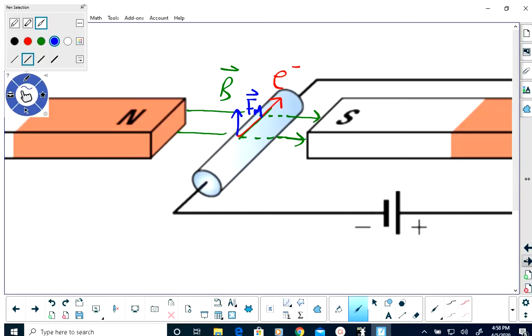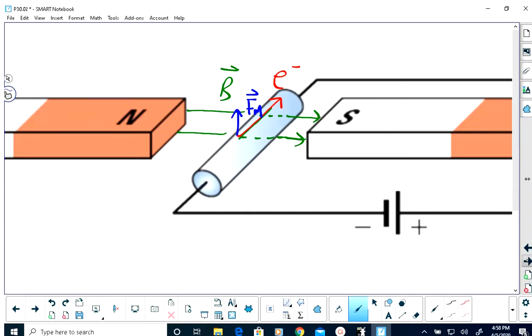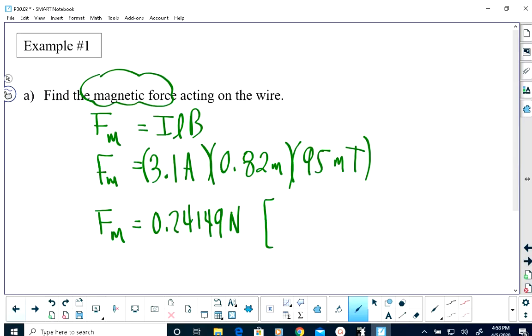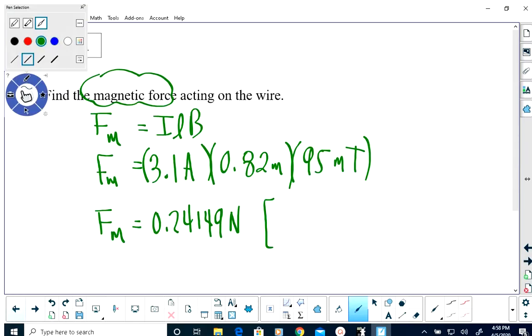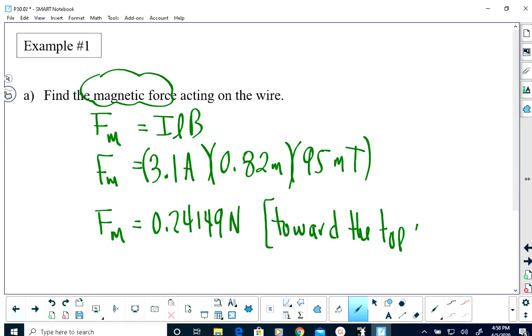So the magnetic field is to the right, the electron flow is in, the magnetic force is towards the top of the page. So we should put that in with our answer. The magnetic force is 0.24149 newtons toward the top of the page. And I'm not really concerned about the number of significant digits, so let's not worry about that.